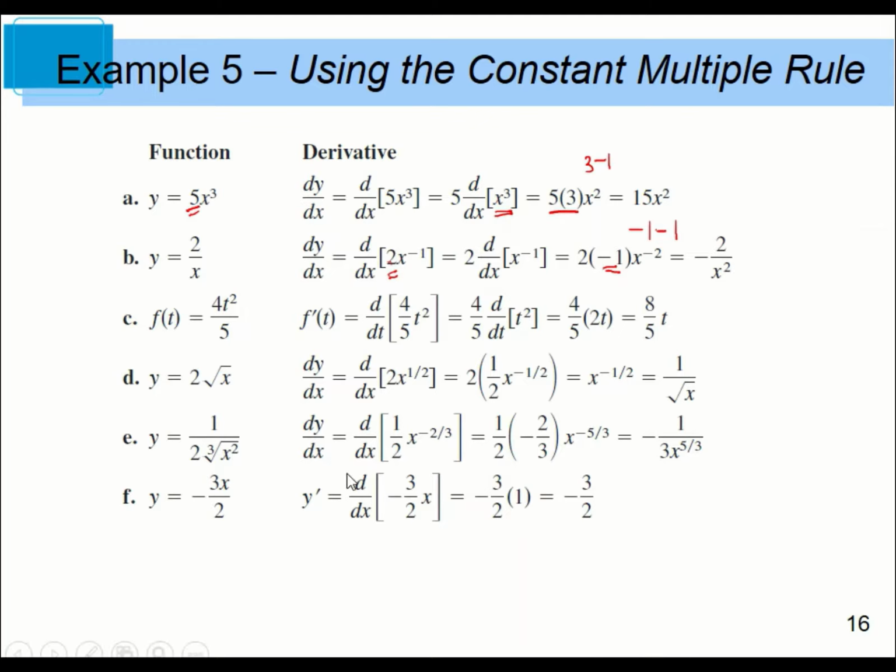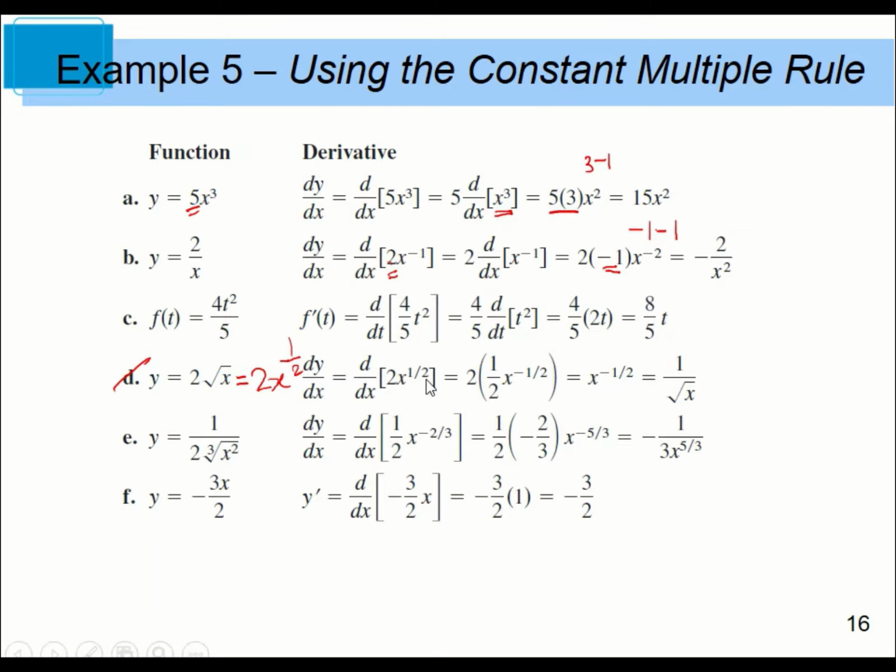Okay, so let's consider question D now. For question D, we need to change this to index form. Square root changes to index, it will be x to the power of 1/2. Okay, so we have 2x to the power of 1/2.